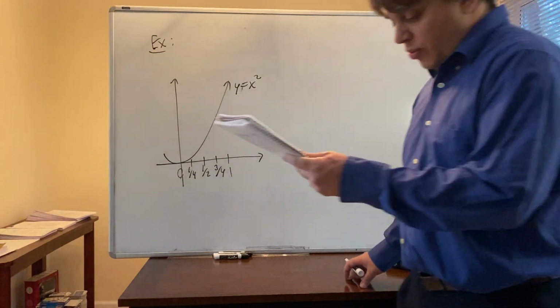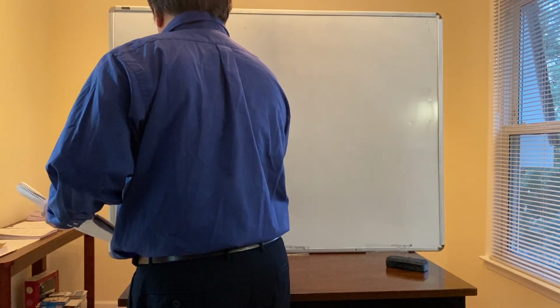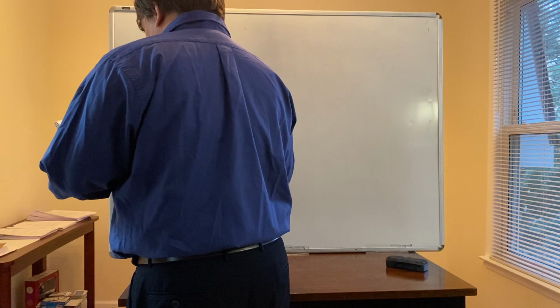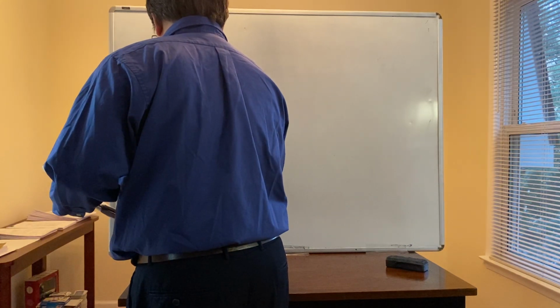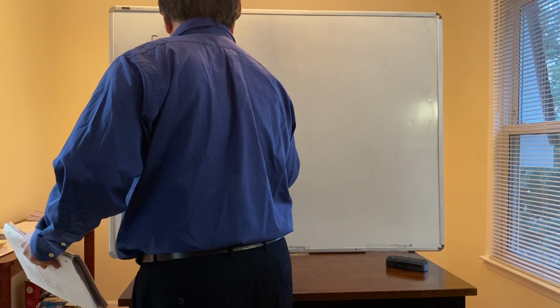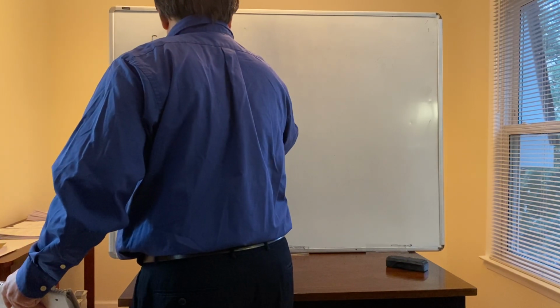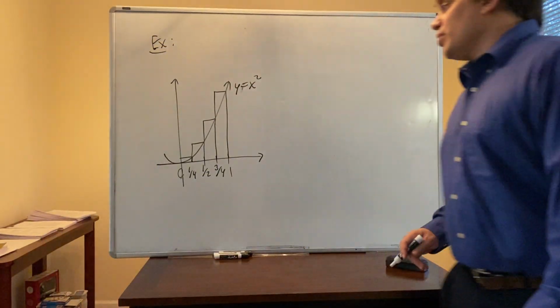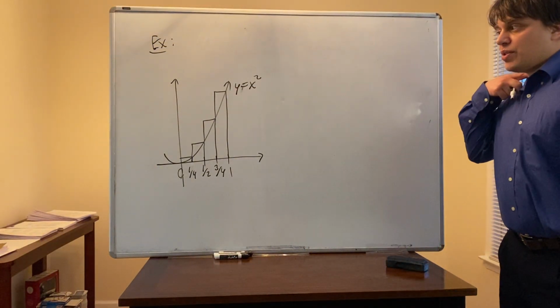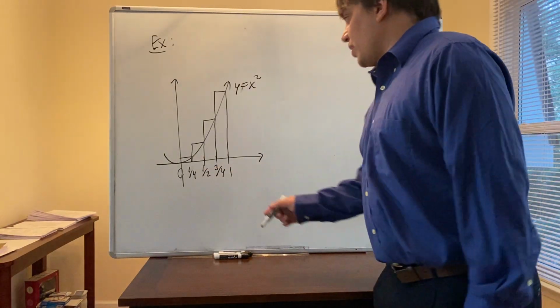So if you separate into 4 equal length subintervals, and you look at the rectangle whose height is determined by the right endpoint of that subinterval, you get these 4 approximating rectangles. And if you add up the areas of those 4 rectangles, that is an approximation to the area under the curve y equals x squared from x equals 0 to x equals 1.